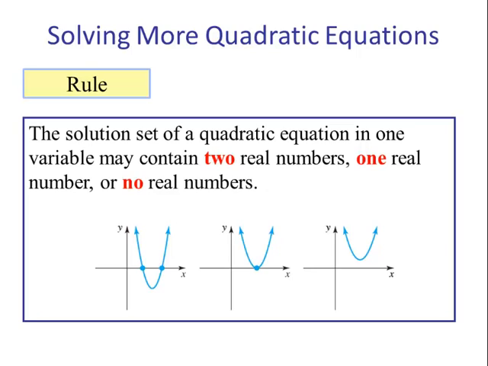Solving more quadratic equations. Rule: the solution set of a quadratic equation in one variable may contain two real numbers, one real number, or no real numbers. And this is what the graph would look like. This one has two solutions, two x-intercepts. This one, just like our last example, has one, and there are problems where there's no real solution.